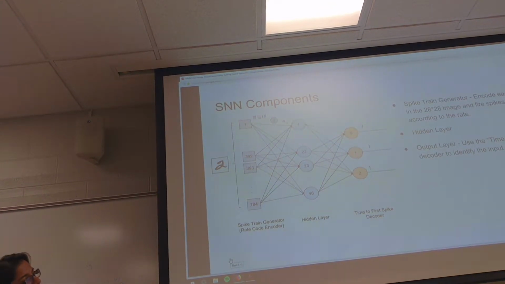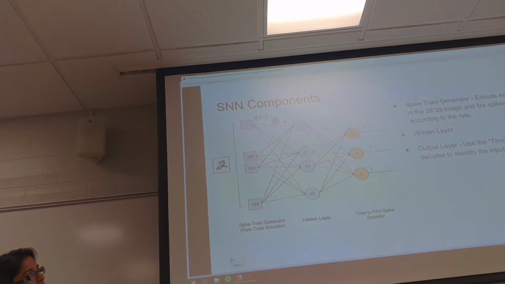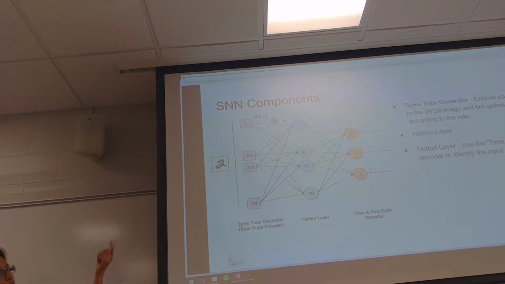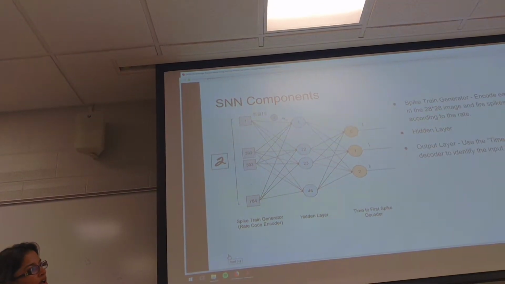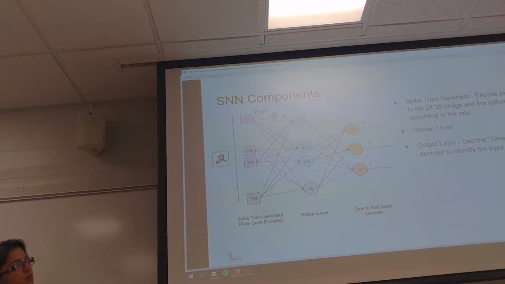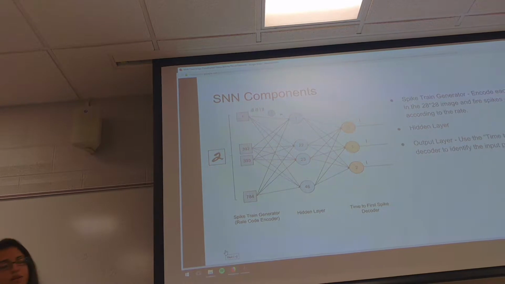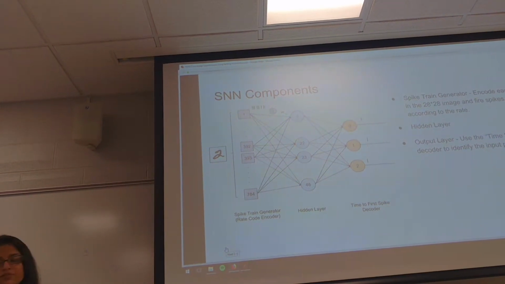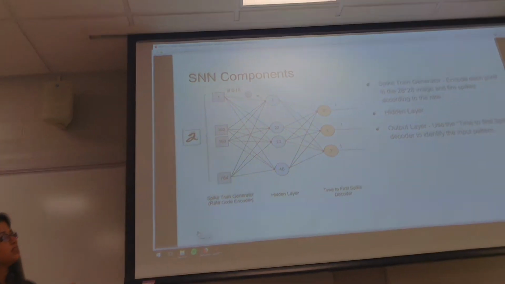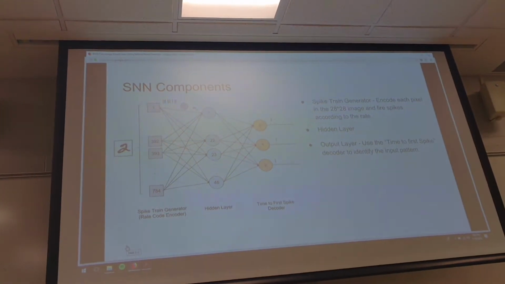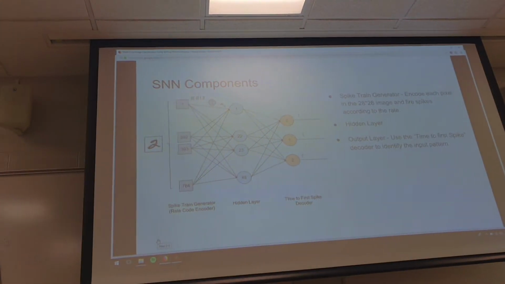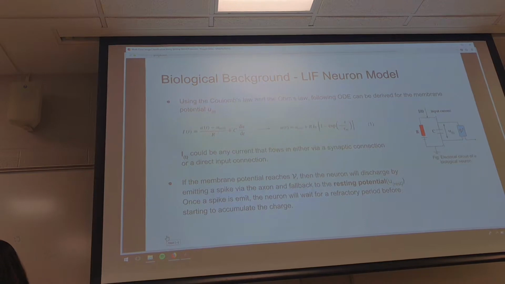As you can see in the end, the decoding part, we are trying to identify the input pattern. So the time to first spike decoder, what it does is, out of the 3 output neurons, whichever neuron emits the first spike, that's what the input pattern is. And Martha will cover the rest.